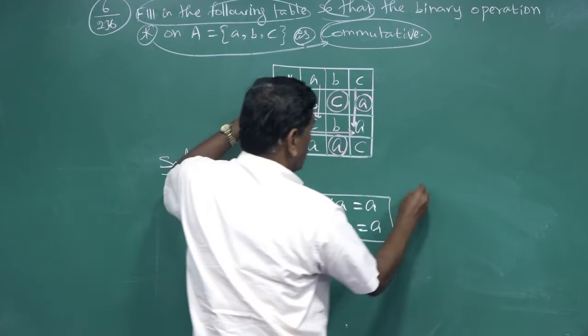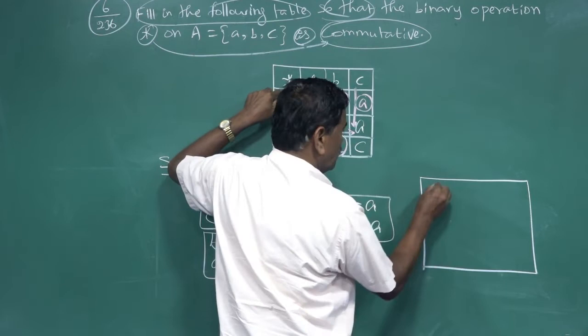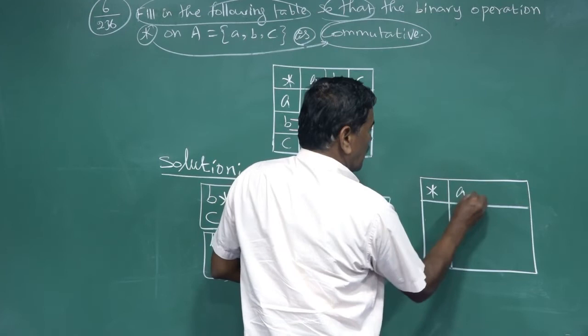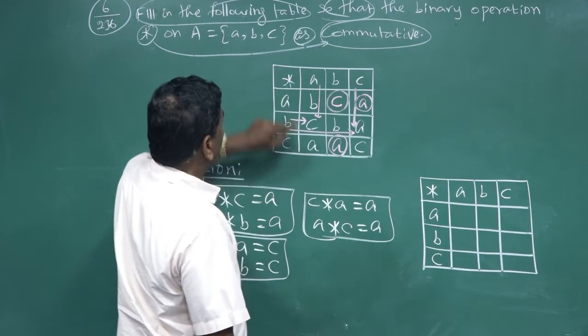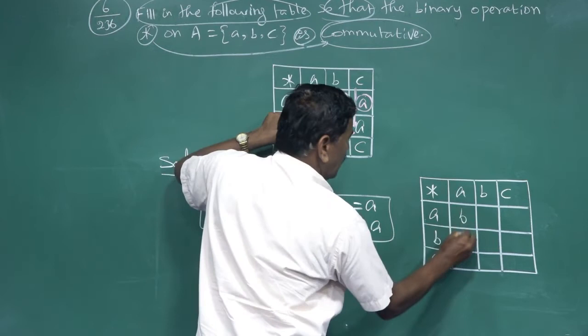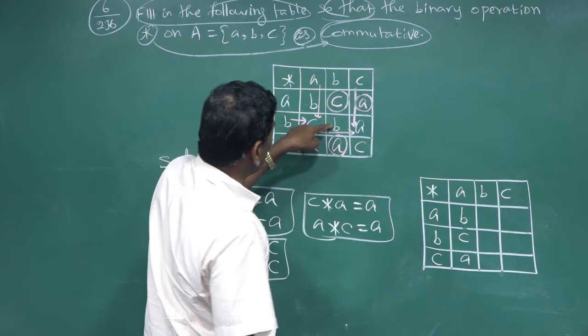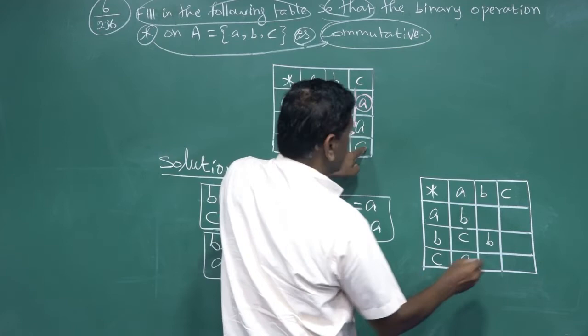Listen again. First, we want to fill the table. Star is the operation, and the given elements are A, B, C. In the first column, B, C, A is given. In the second column, only B is given. In the third column, A and C are given. Here 1, 2, 3, so these three places we want to fill.